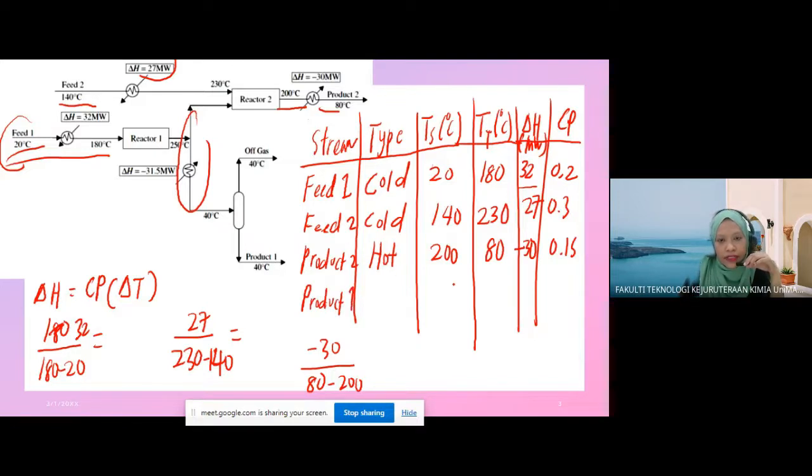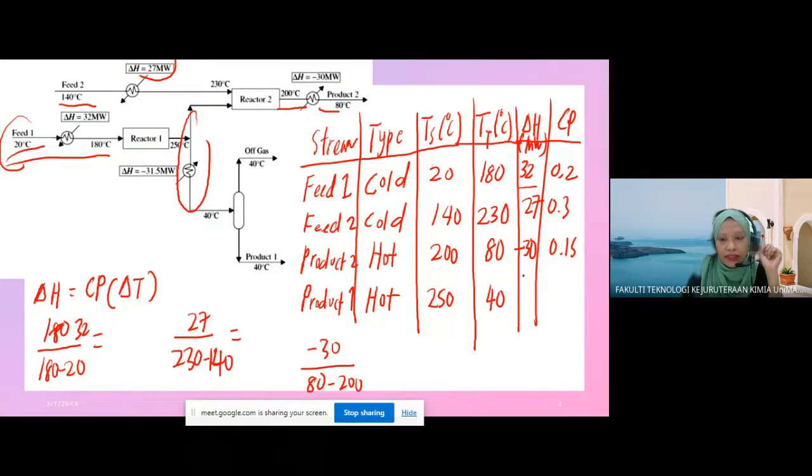The supply temperature is 250 to 40, meaning that this is a hot stream, because it starts from a high temperature and requires cooling to achieve 40. So this is a hot stream.